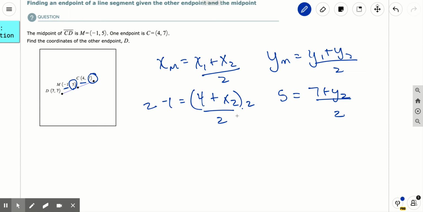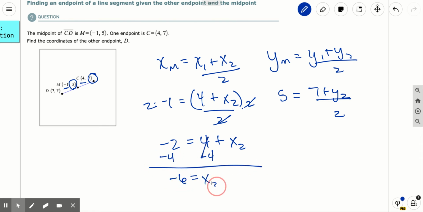But if we put that times 2, we actually need to put that in parentheses or else we screw up our math. Okay, 2 times negative 1 is negative 2. Take away the parentheses so you can work with it. Oops, why am I subtracting x? Let's try actually subtracting the 4. Get rid of the 4. Negative 6 equals x2. And then times 2, parentheses here, times 2.